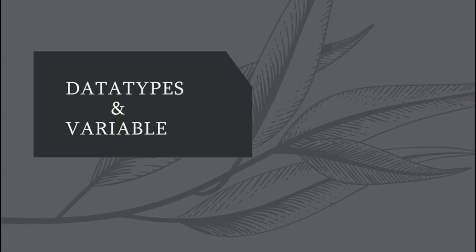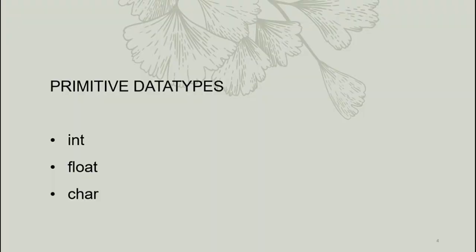Next, coming to data types and variables. There are totally 3 primary data types: int, float, char. Int is nothing but if you want to declare an integer data type, then you have to use this int keyword in front. Similarly, if you want to declare a decimal data type, then you can use this float keyword. If you want to use alphabets or a string, you can use this char data type.